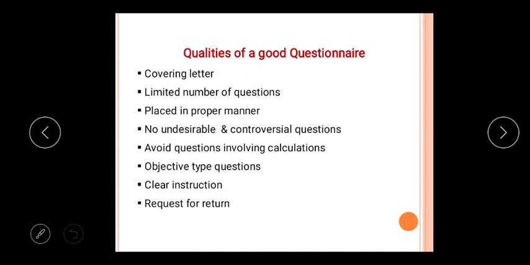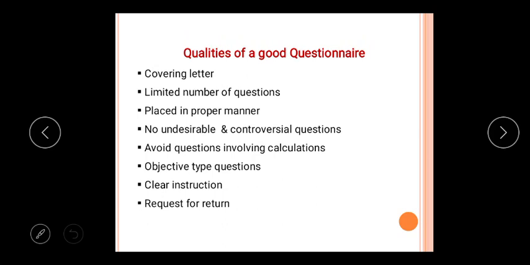Now, coming to the qualities of a good questionnaire. What should be the qualities of a good questionnaire? In this slide, the important qualities of a good questionnaire are mentioned. Students, the success of the questionnaire method depends to a large extent on proper drafting of the questionnaire. Drafting of the questionnaire is a highly specialized job and needs a lot of skill and experience. The important qualities which an investigator should keep in mind before drafting a questionnaire are mentioned in this slide.